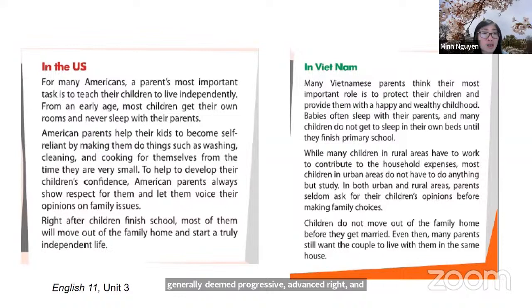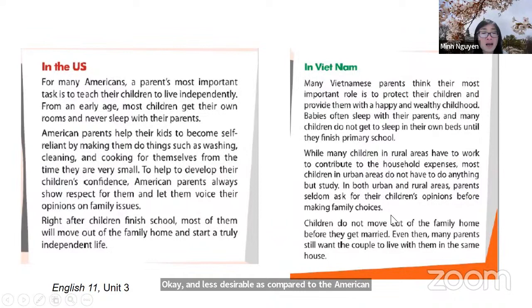But if you look at the way that the Vietnamese parenting practices are described, then they're not depicted in a very positive light compared to the description of American parenting practices, right? So Vietnamese parents are described as protective and authoritarian. For example, they provide for their children, but they seldom ask for their children's opinions. So you can see that here, the second text subtly portrays the Vietnamese parenting values as inferior and less desirable as compared to the American parenting practices, okay?